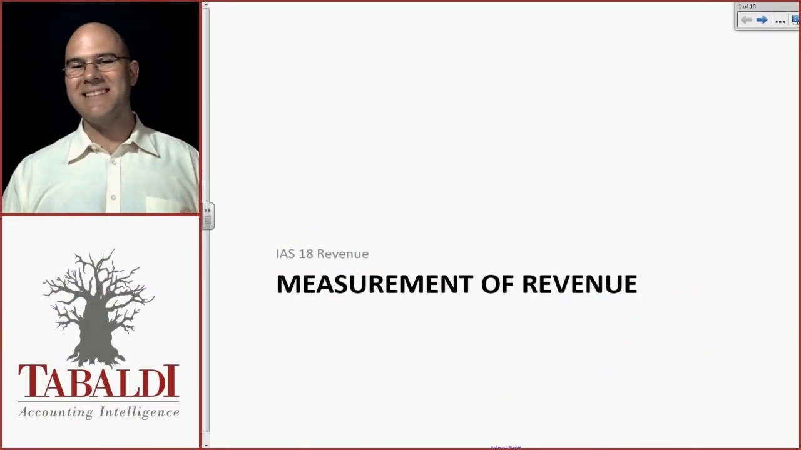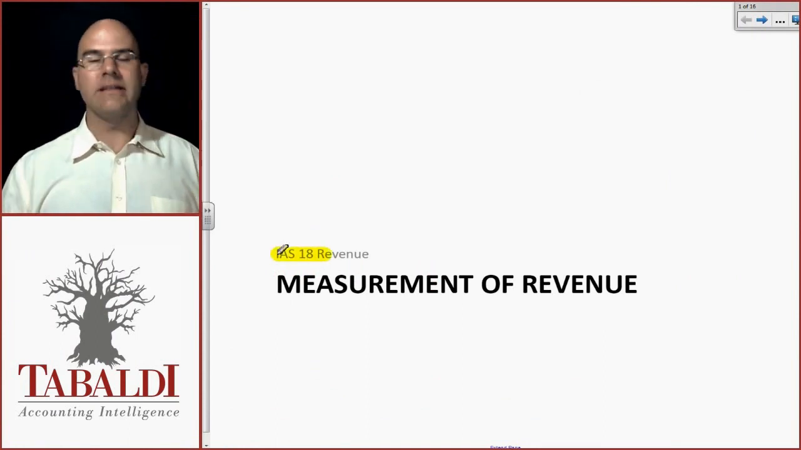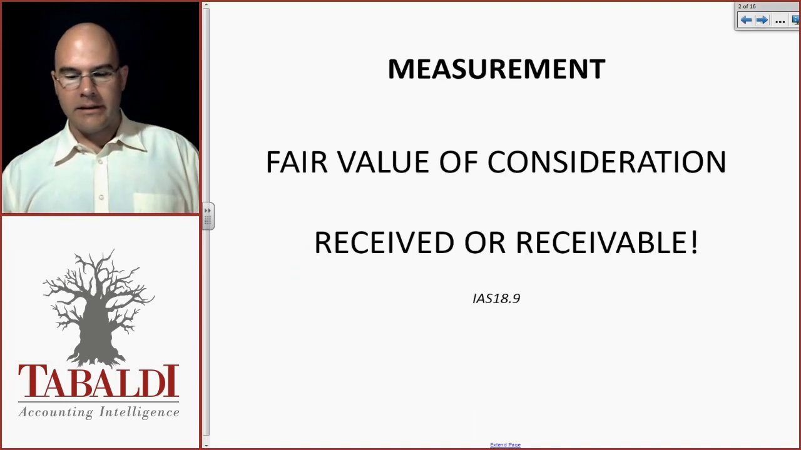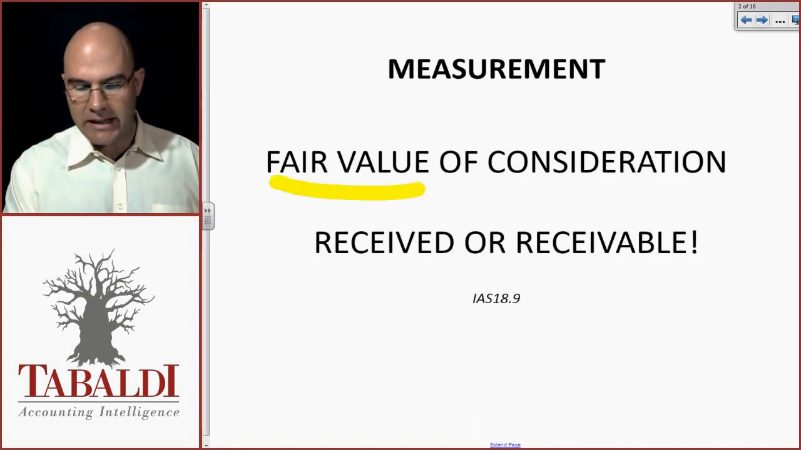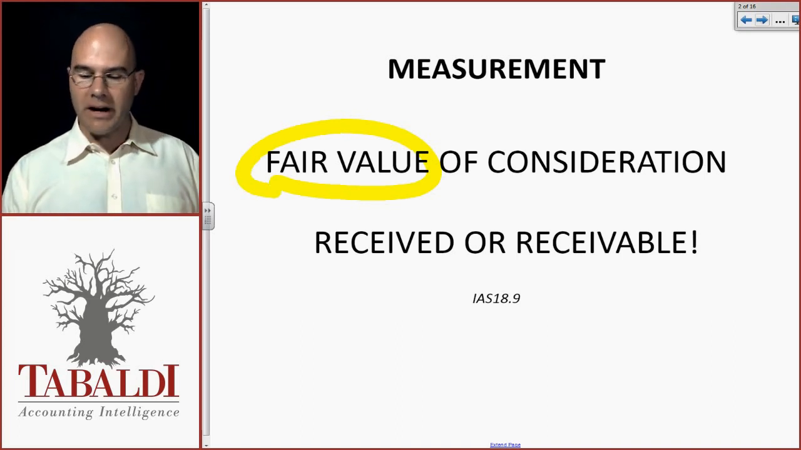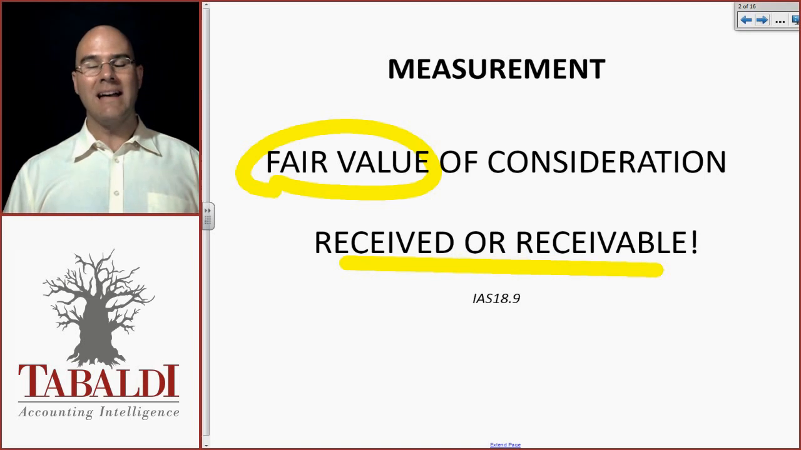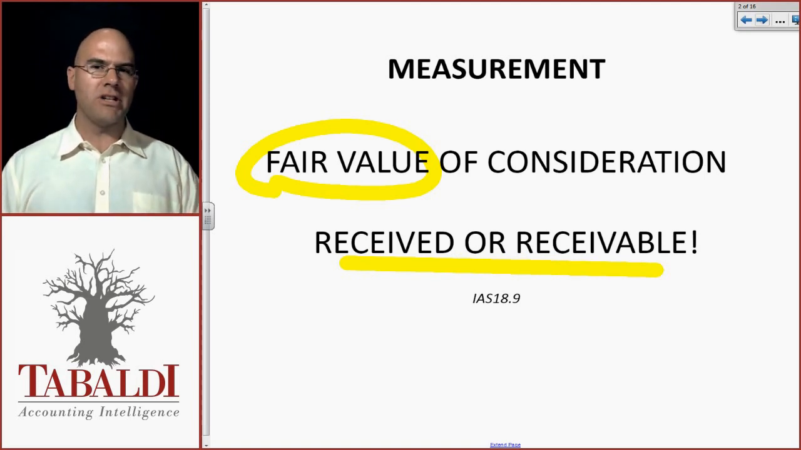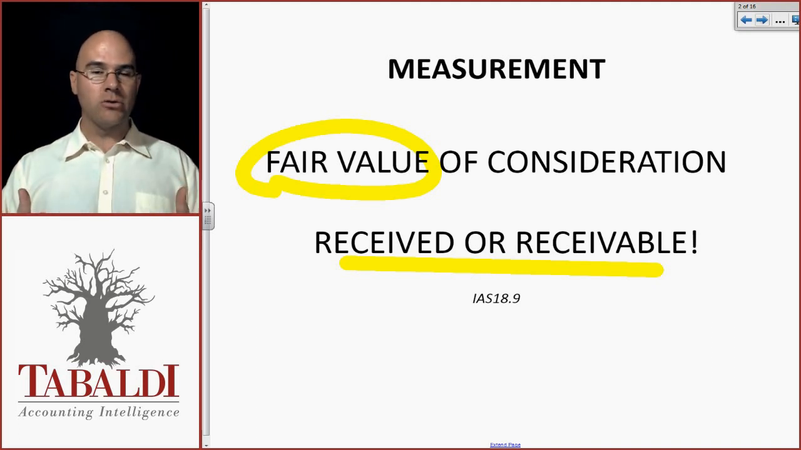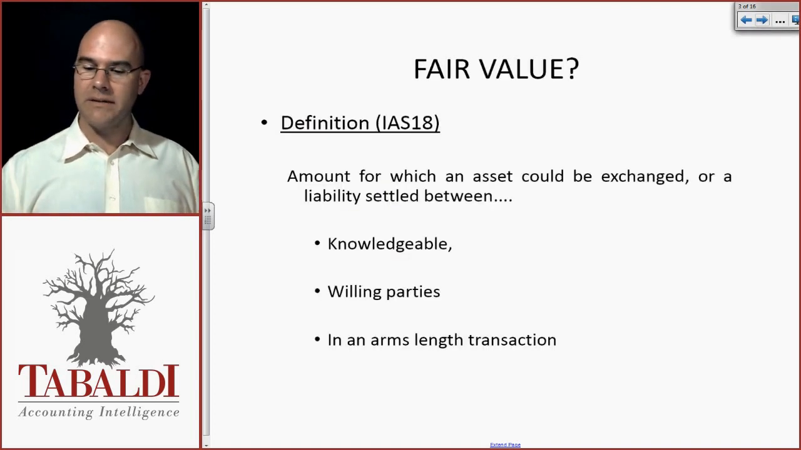Welcome. Today we're going to be discussing the measurement of revenue in terms of IAS 18. Now, this measurement principle is very simple, guys. It's going to be measured at the fair value of consideration received or receivable. Okay, so it's a fair value standard. Remember, there's no initial versus subsequent measurement here. It's an income-based concept, revenue. So therefore, only measured once at the fair value of consideration received or receivable.